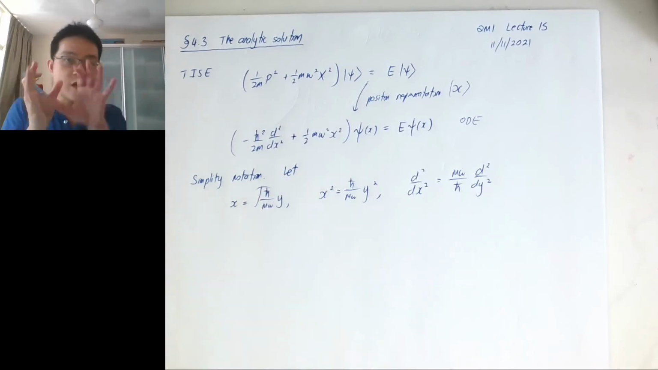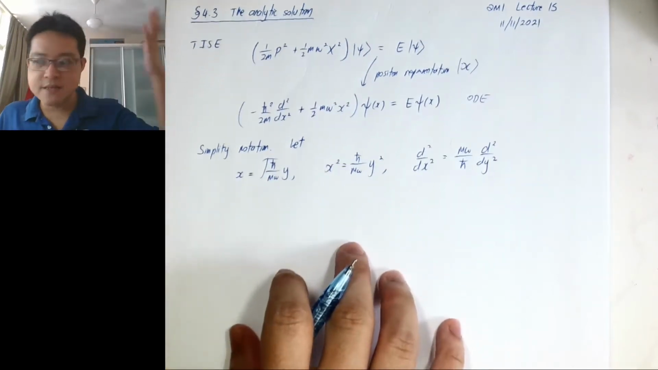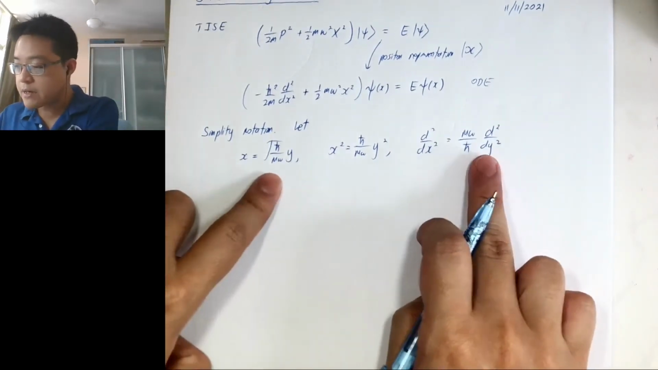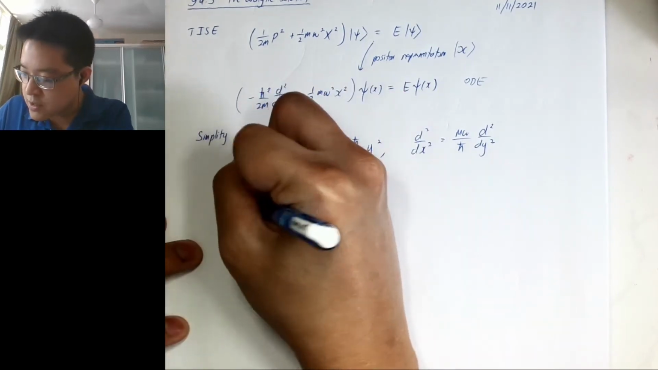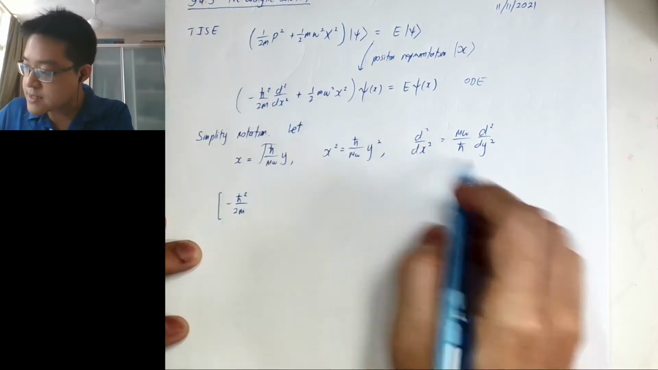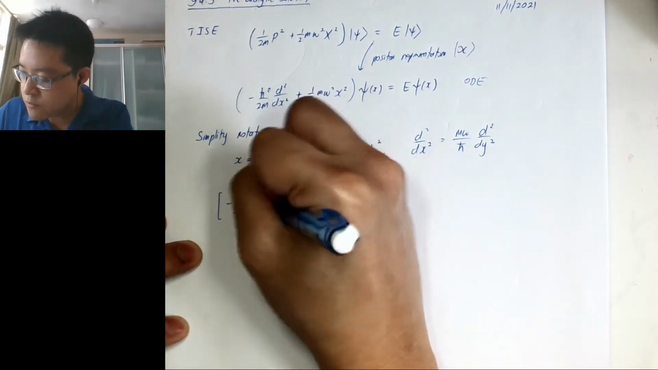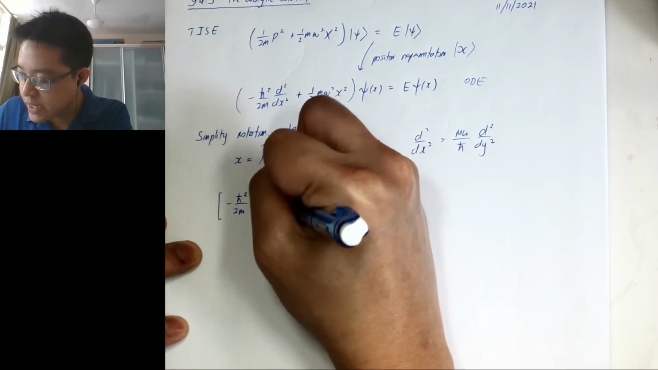This is just a changing of variables, right? You have done this since calculus 1. But if I express it in this form, what's going to happen to my equation? So the constant is h bar squared over 2m. The second derivative is m omega over h bar, second derivative in y.